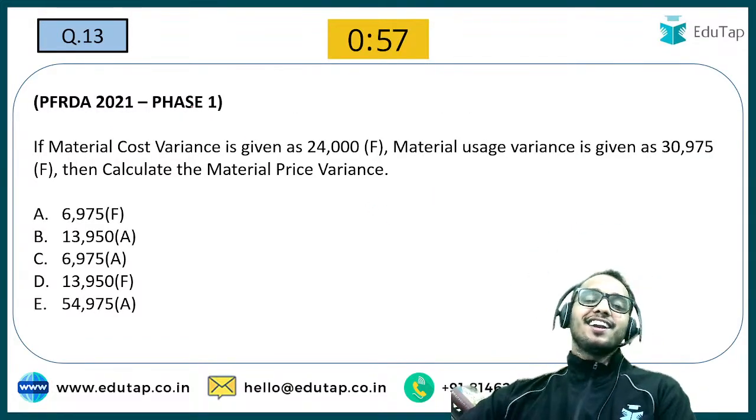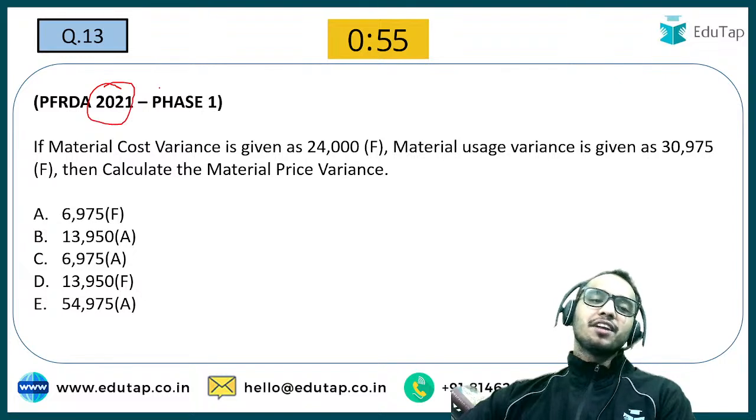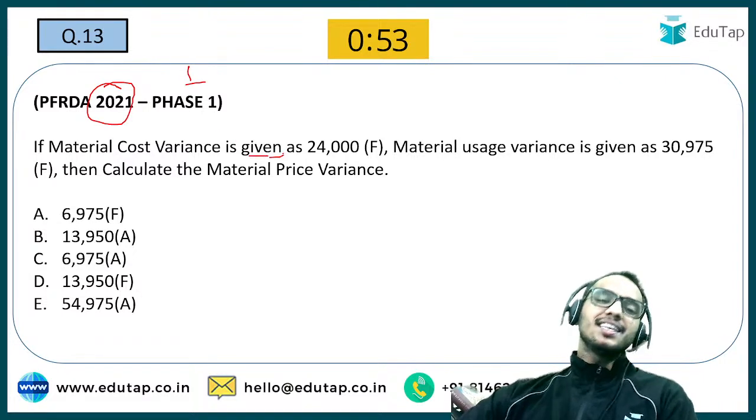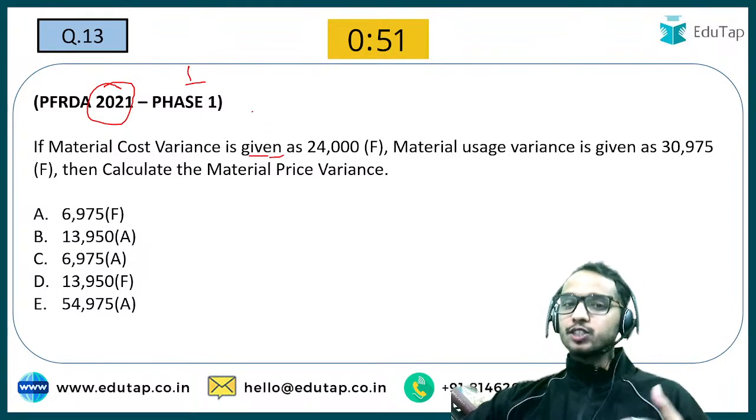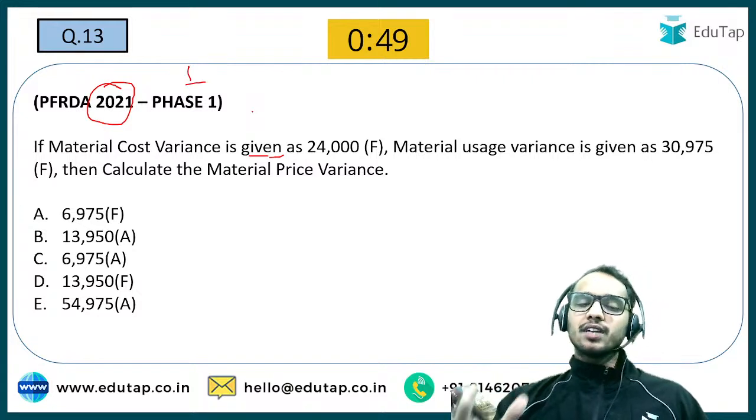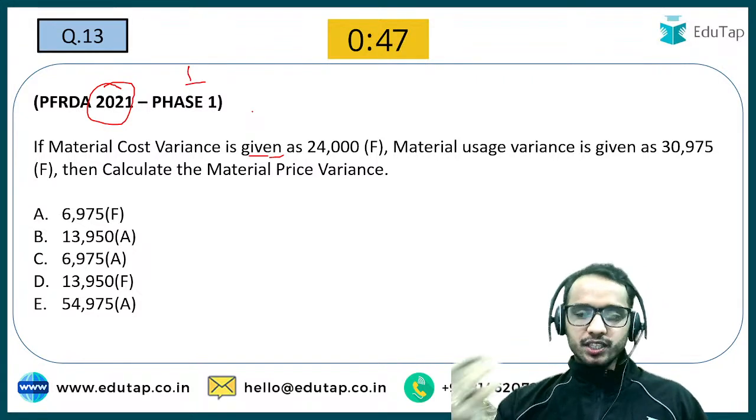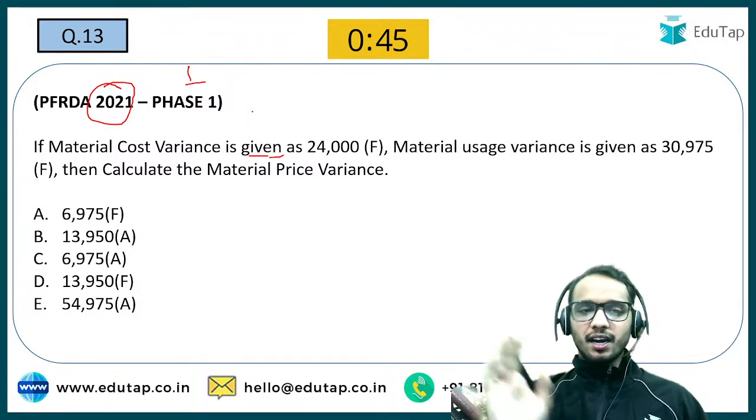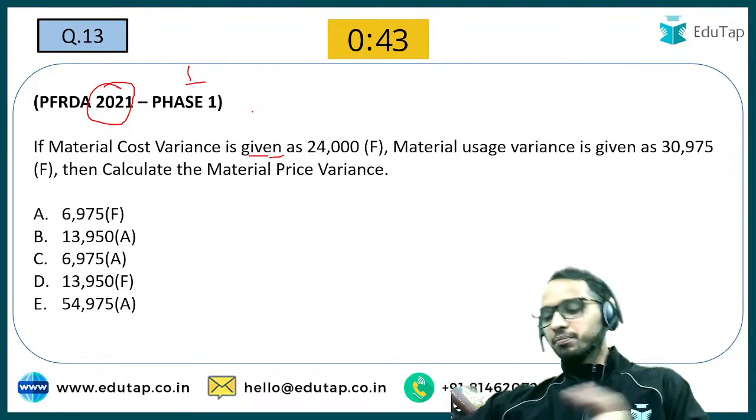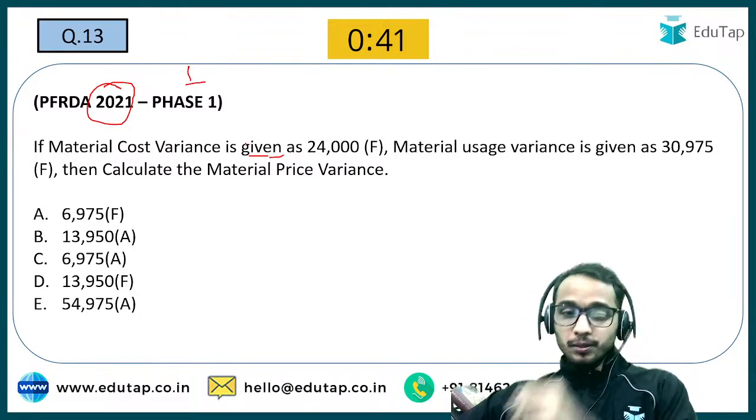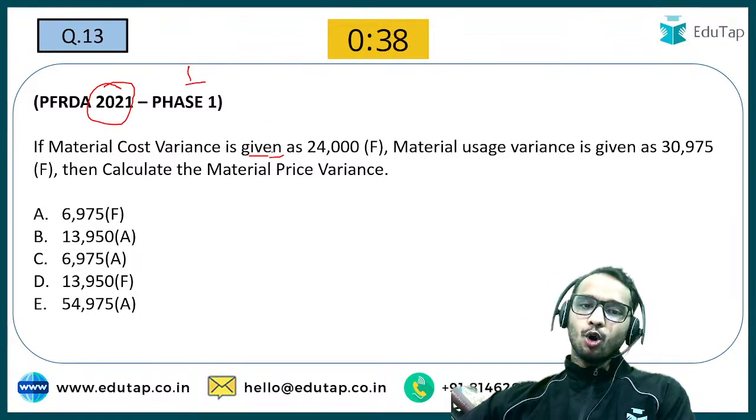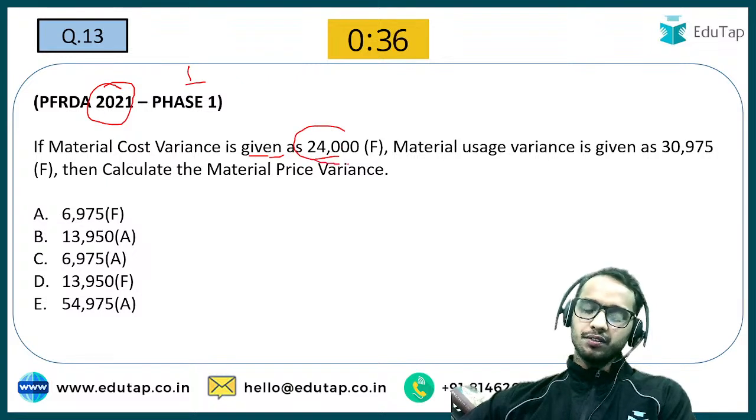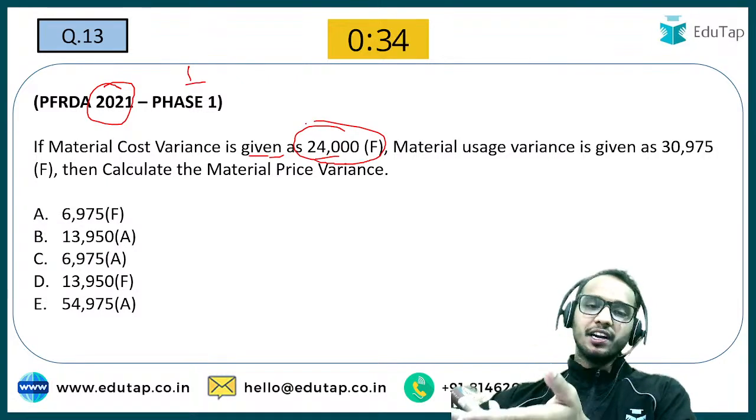Again a numerical, and again PFRDA 2021 phase 1. Numericals give you the edge over others. In numericals, there is no chance that you will be incorrect. If you know the logic and the formula, you will be correct in the numericals. So basically they increase your scores, right? If material cost variance is 24,000 F, F means favorable it is.